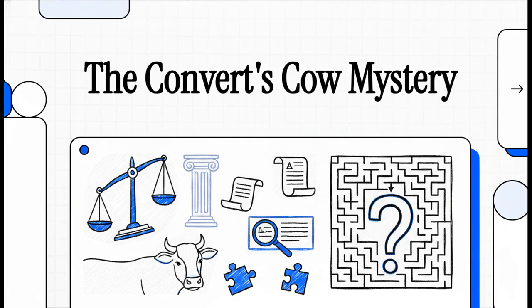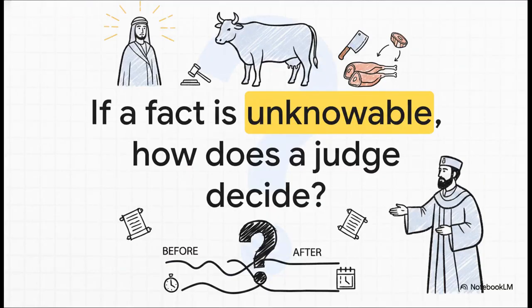Welcome to this explainer. We are diving straight into a massive puzzle from ancient law today to see exactly how highly analytical jurists handled cases of fundamental, unsolvable uncertainty. It is an absolute masterclass in legal logic, and we're going to break it down step by step. So the crucial question we're starting with is this.